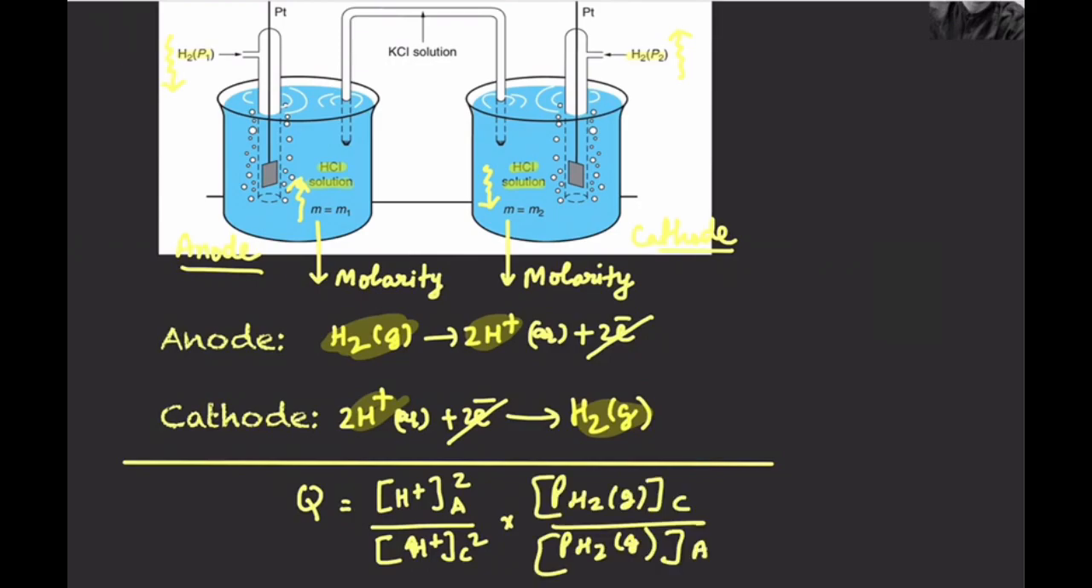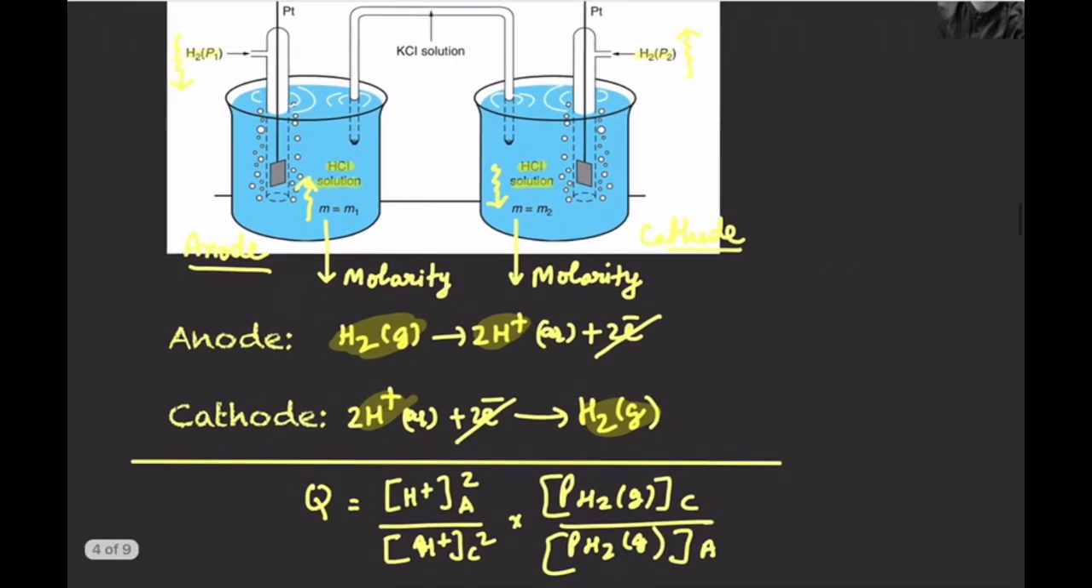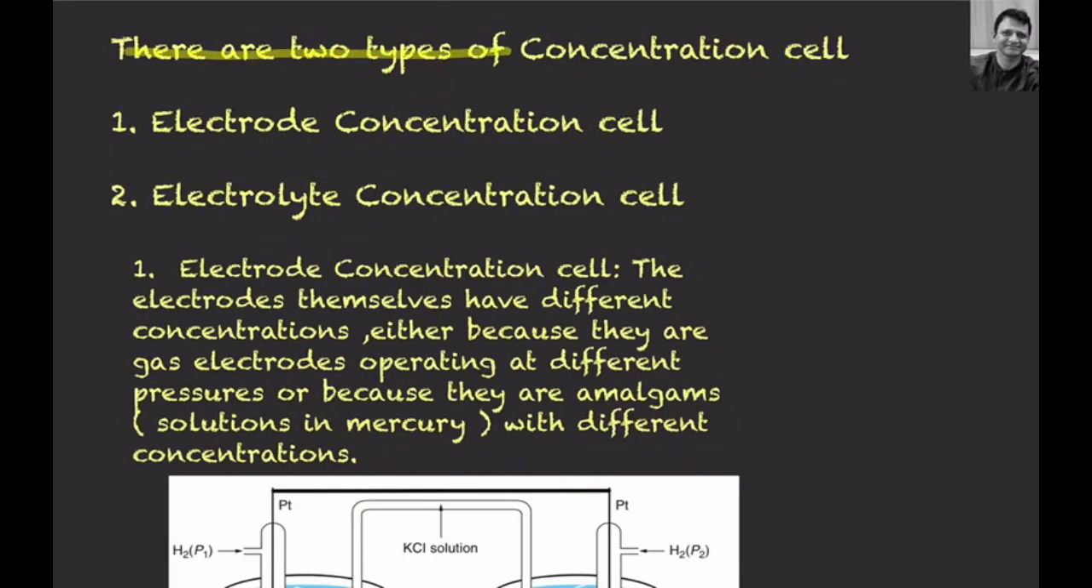So this is the value of the reaction quotient, and we know that for this concentration cell E naught cell is always 0. So the EMF of the cell will be positive when the reaction quotient is less than 1. There are two types of concentration cell. The first one is the electrode concentration cell and the second one is the electrolyte concentration cell. So what is the difference between them? Let us start with the electrode concentration cell.